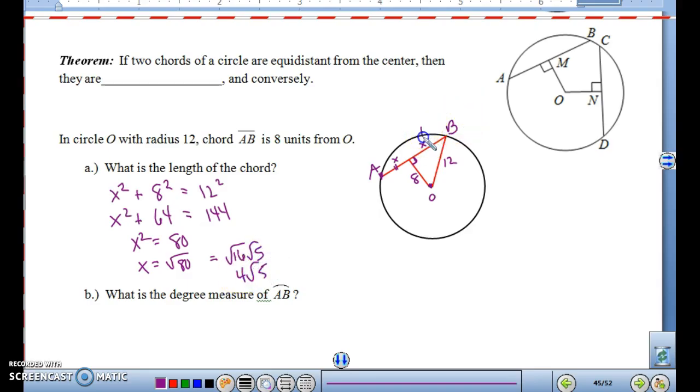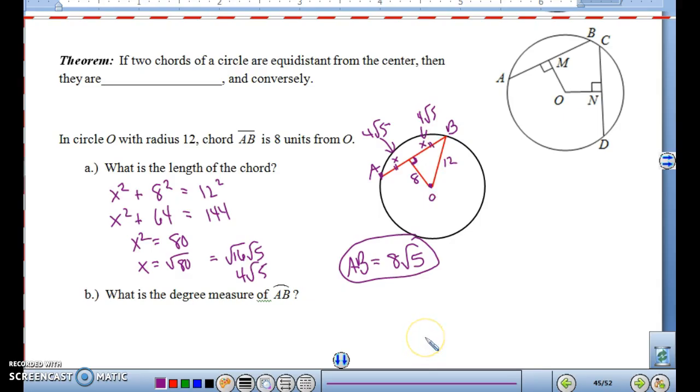So if this is 4 radical 5, and this is 4 radical 5, what is the length of the chord AB? AB will be 8 radical 5. So there we go. Because the radius will bisect the chord because it's perpendicular, you can create a right triangle by drawing in the radius right there.